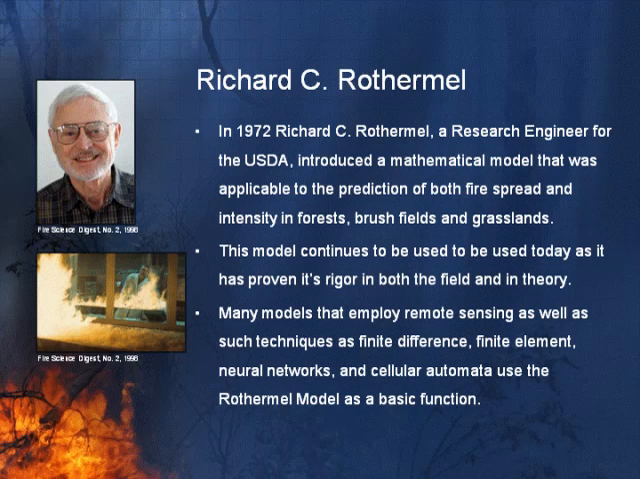And that's Richard Rothermel. In 1972, Richard C. Rothermel, as a research engineer for the USDA, introduced a mathematical model that was applicable to the prediction of both fire spread and intensity in forests, brush fire, and grassland. So yeah, it's mostly a fire spread model. The model is used today, and it's been upgraded. Very mathematically astute people like Frank Albini have done further derivations on it, taking some of the functions that Rothermel came up with.